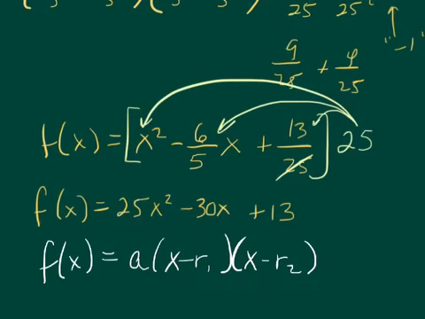When your roots are binomial or complex conjugates, you're better off using the sum and product of roots. Let's do an example where the roots are whole numbers, and you're given a point, and you have to find the function. Okay, so let's take a look.